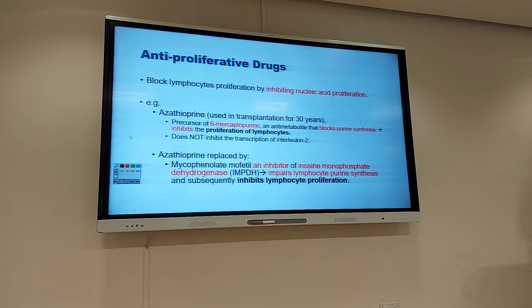Okay, and with the anti-proliferative drugs, these are the purine inhibitors, and they block lymphocyte proliferation by inhibiting nucleic acid synthesis. Examples of that are azathioprine and mycophenolate mofetil. Azathioprine is the oldest immunosuppressant to be used, and it's a precursor of 6-mercaptopurine, an anti-metabolite that blocks purine synthesis.